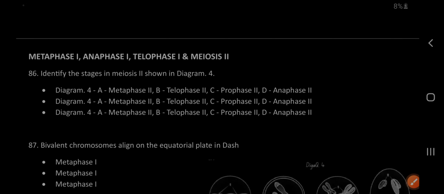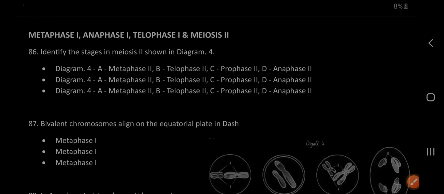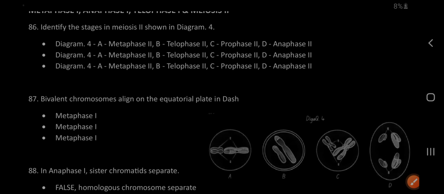Metaphase 1, anaphase 1, telophase 1 and meiosis 2. Metaphase 2, anaphase 2, telophase 2 and meiosis 2. Identify the stages in meiosis 2 shown in diagram 4. A, metaphase 2, B, telophase 2, C, prophase 2, D, anaphase 2.